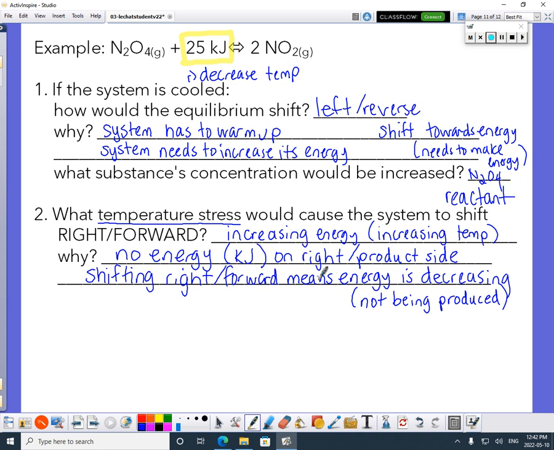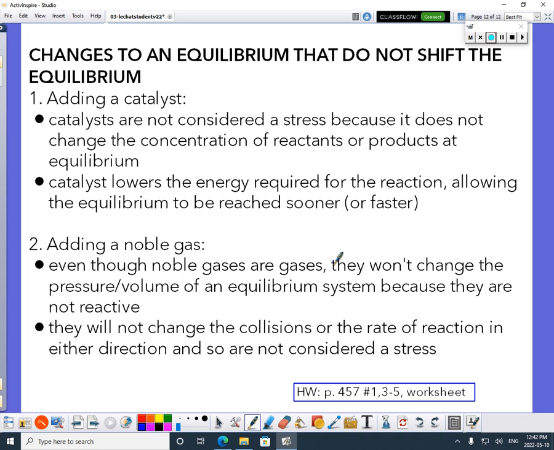Okay, and then the last slide, you might think, why are we even talking about this? But we have talked about a catalyst. Catalysts are just like with the rates unit, the reaction would start and end in the same spot, same enthalpy change, same overall reactants and products. So a catalyst is not considered a stress. It would just make the equilibrium happen faster. So a catalyst in general is a good thing for a reaction.